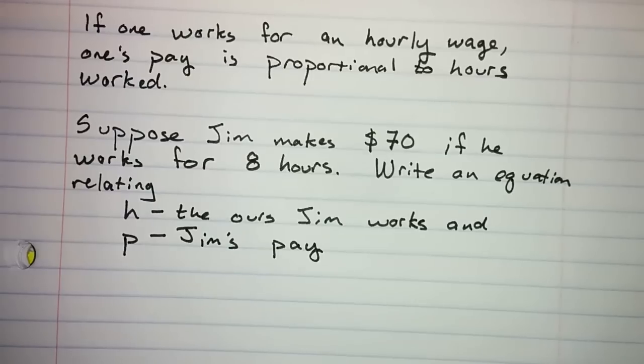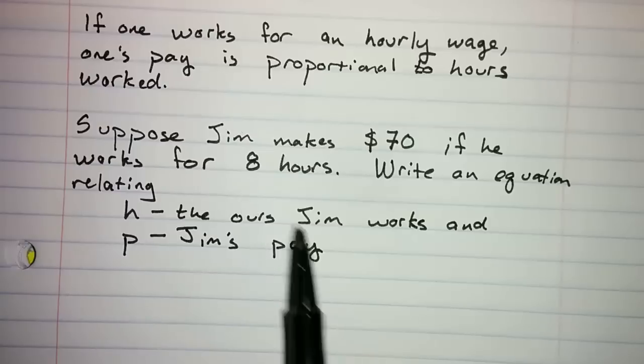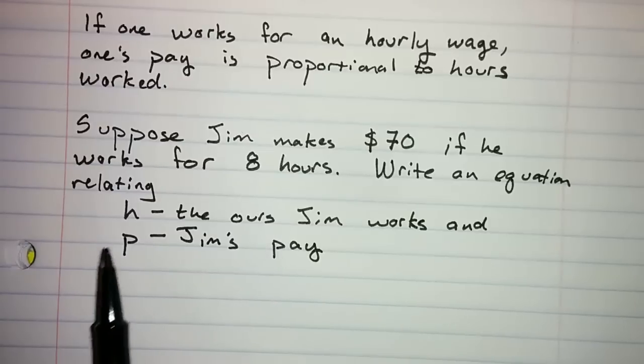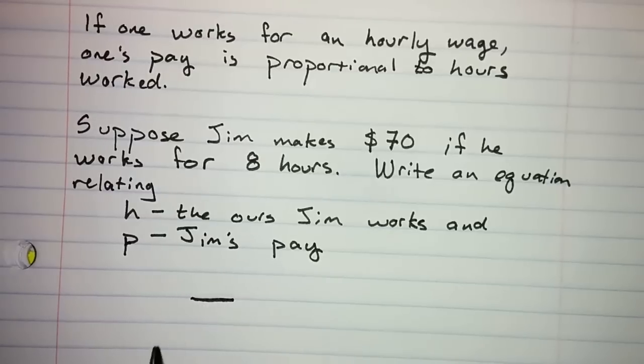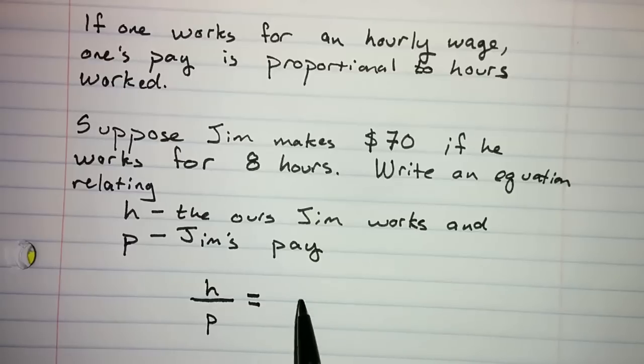Suppose we have someone specific in mind, say Jim, and he makes $70 if he works for 8 hours. We'd like to write an equation relating the hours that he works and the pay that he earns. Well, the ratio, we're going to write it in fraction form, of his hours worked to his pay is constant. So the ratio of H to P is the same as it is in this first story we heard. It's 8 hours over $70.